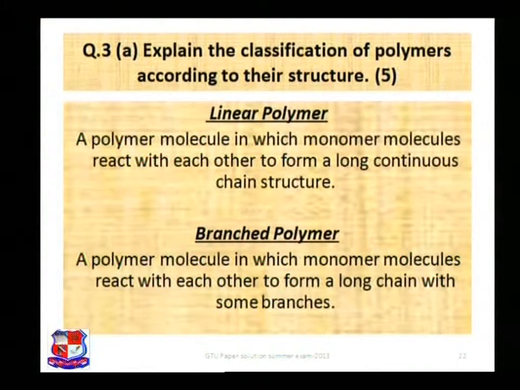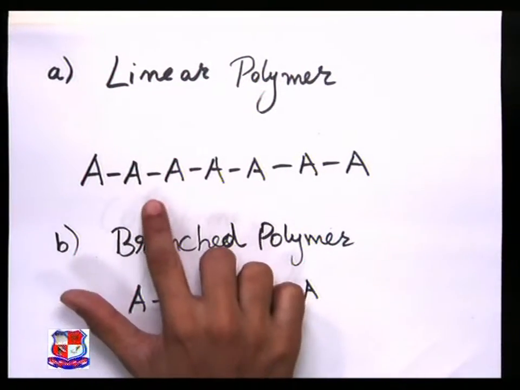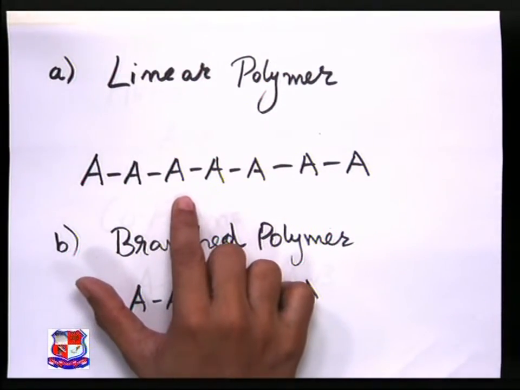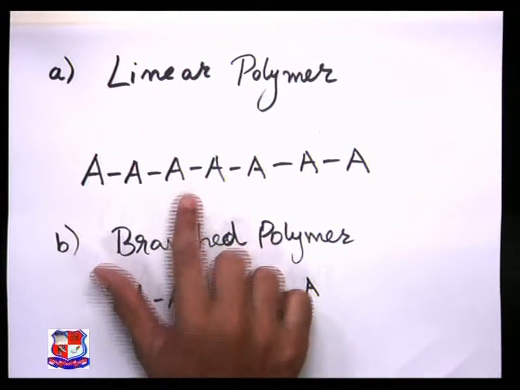Linear polymer. Let us see what is the definition. A polymer molecule in which monomer molecules react with each other to form a long continuous chain structure. You can see here very clearly in the diagram. Here the monomer molecules, as per the definition, the diagram is very clear. The monomer molecules form a long continuous chain. Okay, so this is your linear polymer.